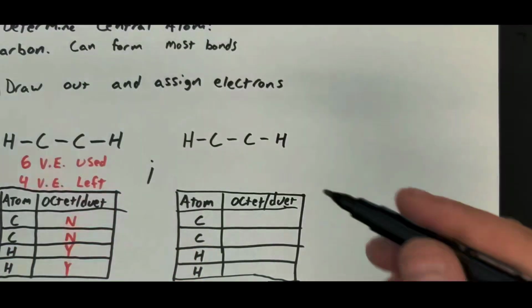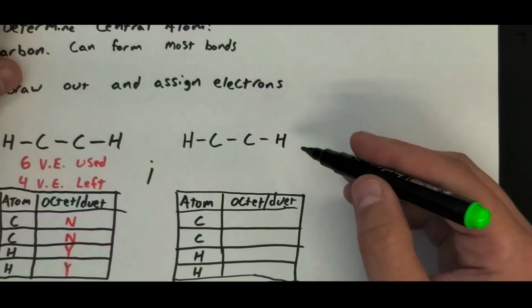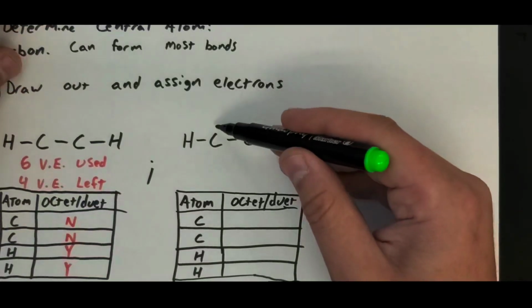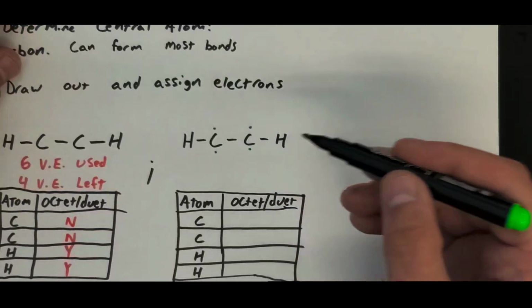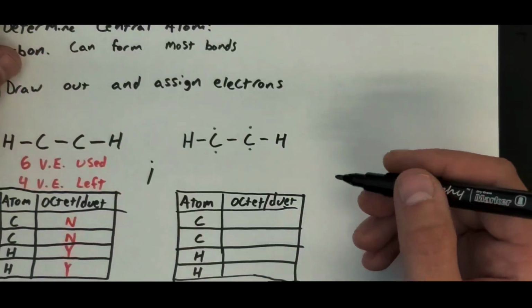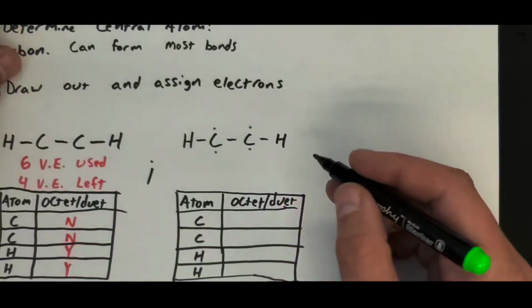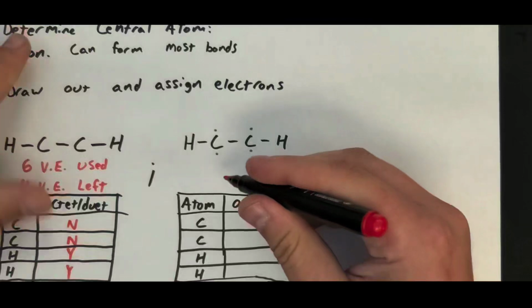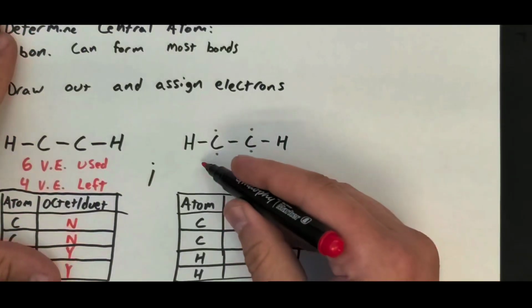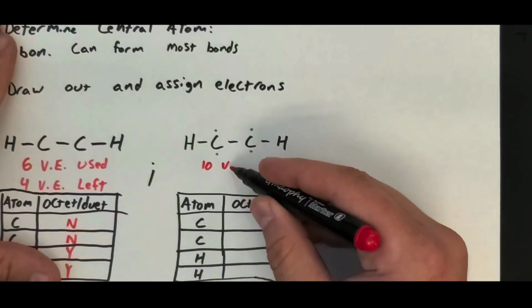So let's go ahead and draw in our remaining 4 valence electrons. We'll just put them evenly across both the carbons we have here. So 1, 2, 3, 4. And now we've used all 10 of our valence electrons.